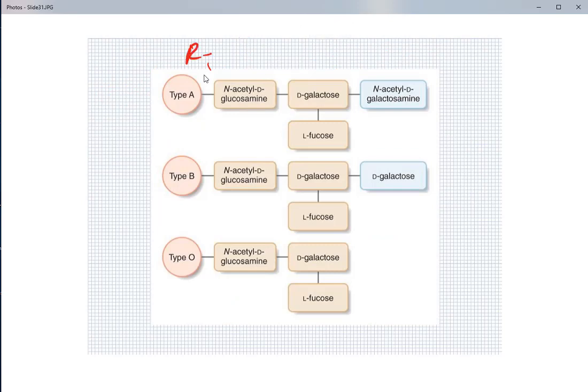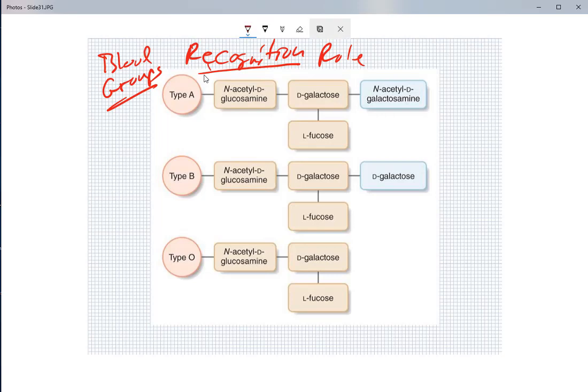We have a recognition role. All right, a recognition role for carbohydrates. You're familiar with the blood groups. Blood groups type A, B. There's also AB, type A, type B, type AB, which has both A and B, and type O, which has neither. And the difference between these are on the cells, and you'll see this later on when we get into the chapter on lipids.